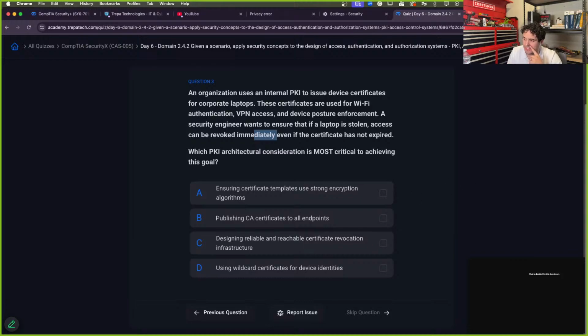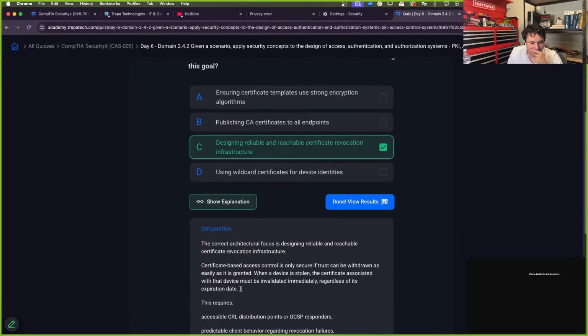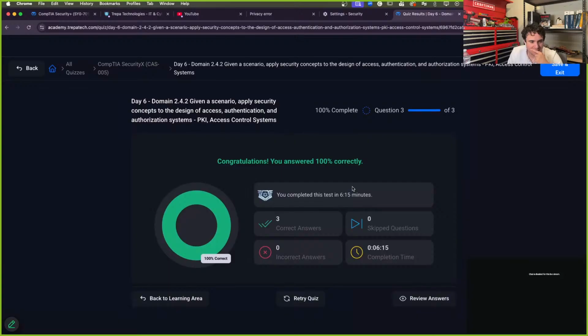Okay, he said they have their own training network here that they have to manage. That's not necessarily like NIPR or other classified networks, but yeah, it's going to be C. Designing reliable and reachable certificate revocation infrastructure. Yeah, that's the key word there. You're definitely right, Masood. All right, awesome. 100%, guys.